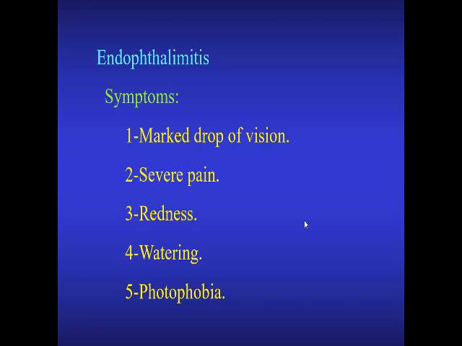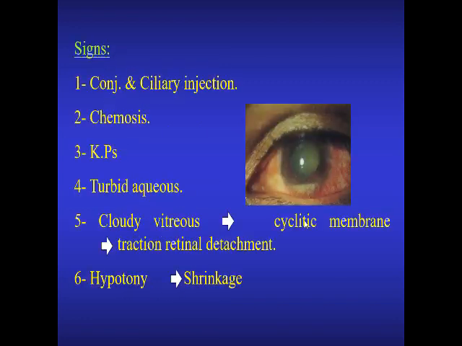Endophthalmitis, this means inflammation of the internal structure of the eye ball, sparing the cornea and the sclera, and its symptoms are marked drop of vision, severe pain, redness, watering, and photophobia.